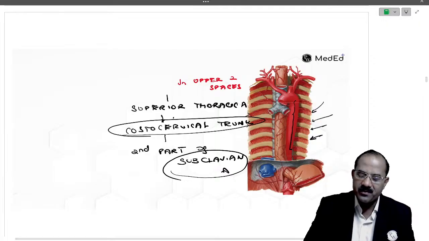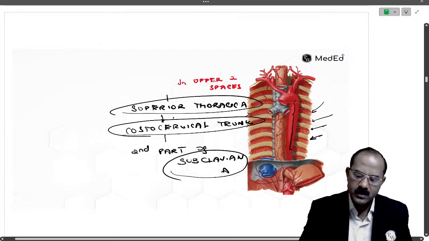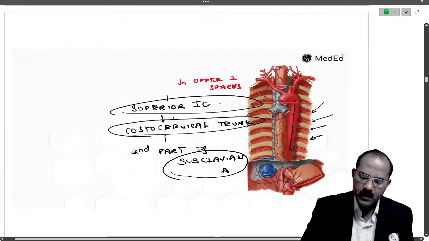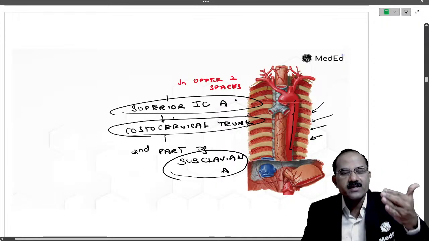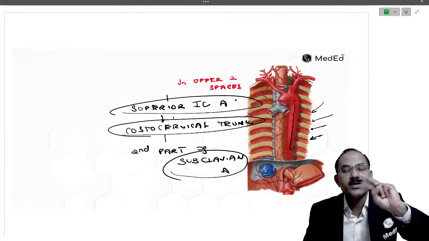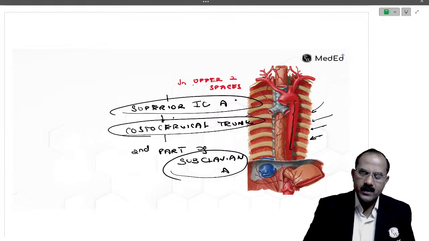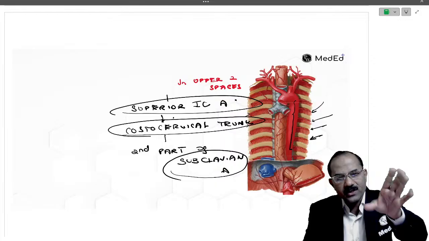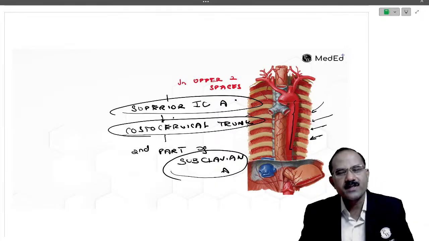This costocervical trunk will give the superior intercostal artery, sorry, superior intercostal artery, and this superior intercostal artery will give posterior intercostal arteries in the upper two spaces. So in the upper two spaces, these are branches of superior intercostal artery, which is a branch of costocervical trunk, which is a branch of second part of subclavian artery.